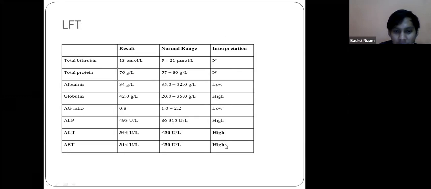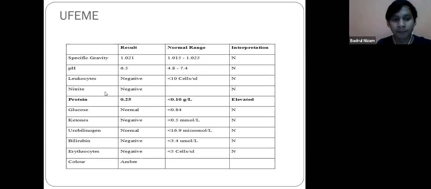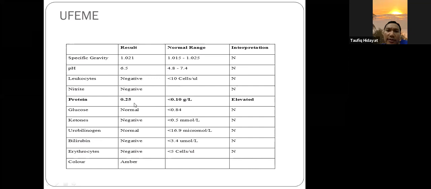LFT, there is some damage, because of the hepatomegaly. There is reactive hepatitis. Okay, next. Urine film: there is elevated protein, but not significant proteinuria. It is 0.25. Usually for urine film it is plus 1, 2, 3, 4. This 0.25 is maybe equal to plus 1 or plus 2. Nephrotic is more than 1 gram, so plus 3 or plus 4 would be more than 1 gram. Okay, next.